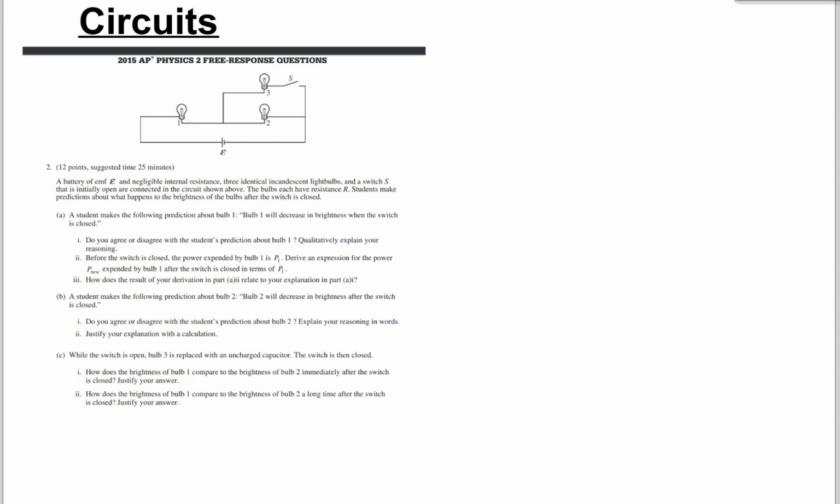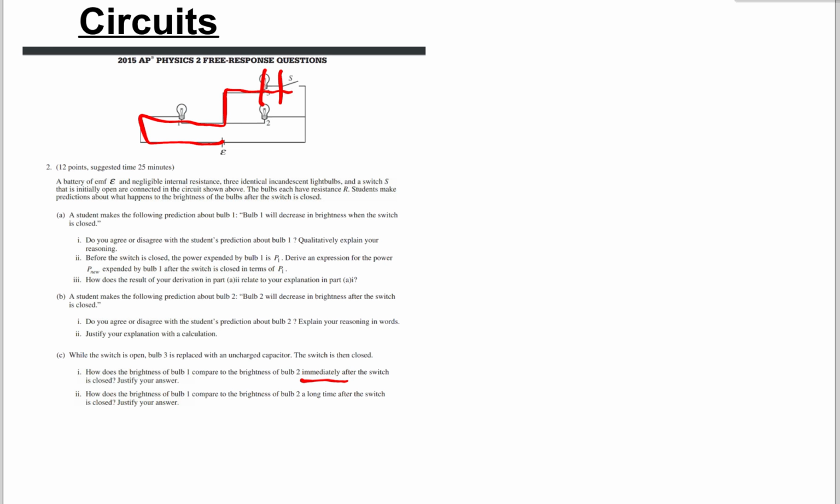All right, now we're adding a capacitor. We're replacing bulb 3 with a capacitor. So putting a capacitor here, right? That's a capacitor now. The switch is closed. How does the brightness of bulb 1 compare to the brightness of bulb 2 immediately after the switch is closed?